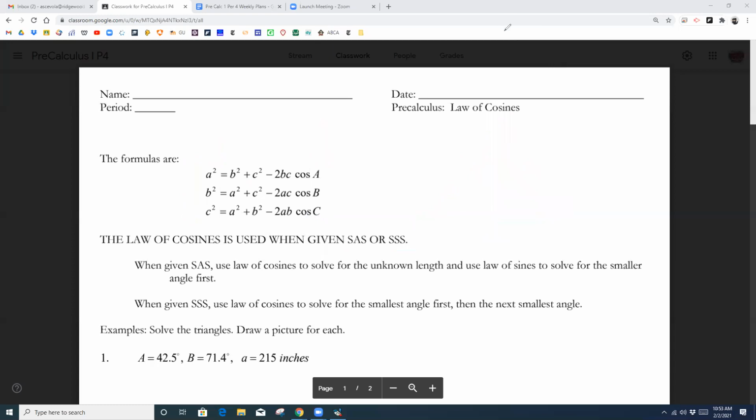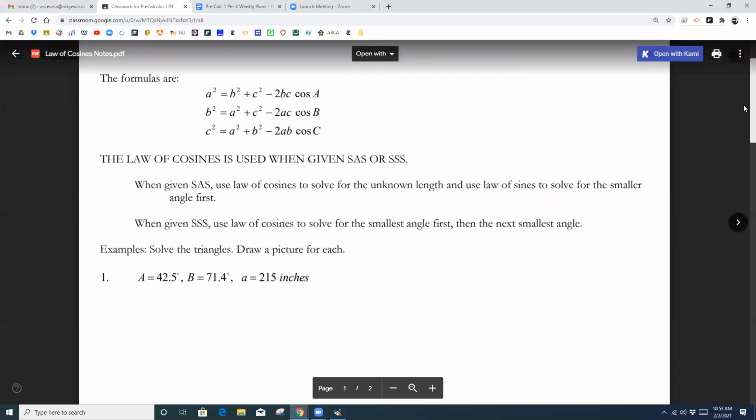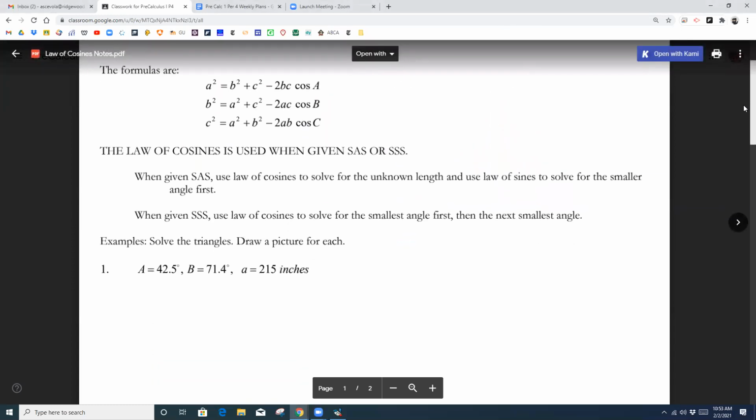So when given side, angle, side, we're gonna use the law of cosines to solve for the unknown length. So the side across from the angle that we're given, and then use the law of sines to solve for the smaller angle first. Now that's really important, and I could get into it later, but I'll describe a little bit of it now. If you ever do the law of cosines and you want to use the law of sines after it, you must do it on the smaller angle.